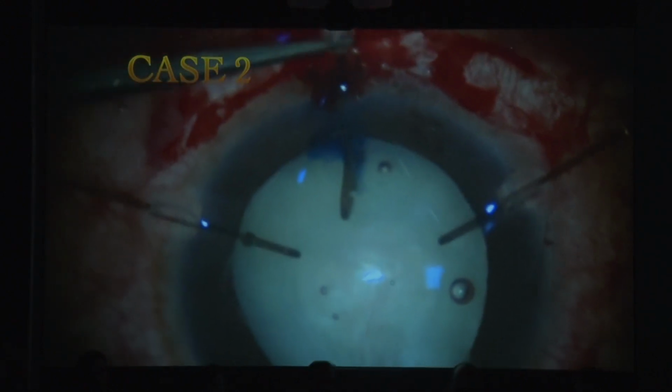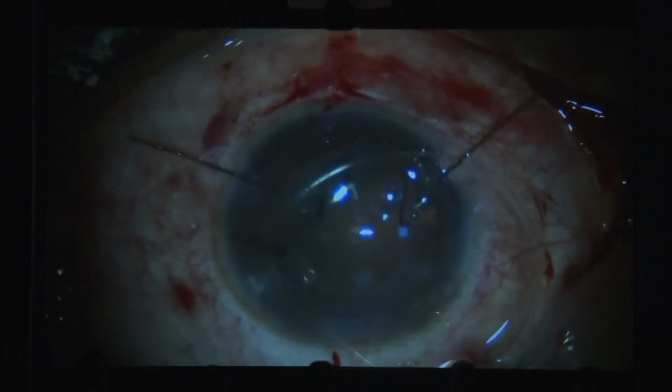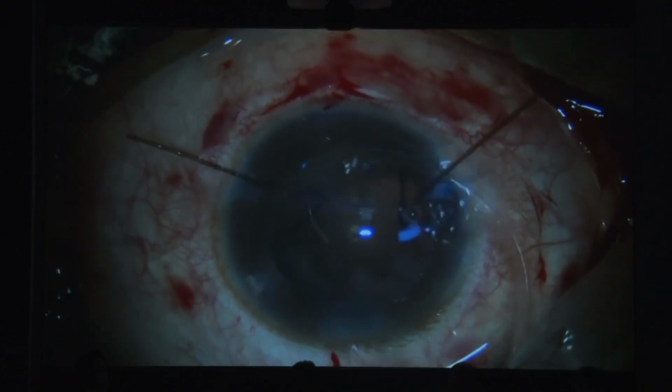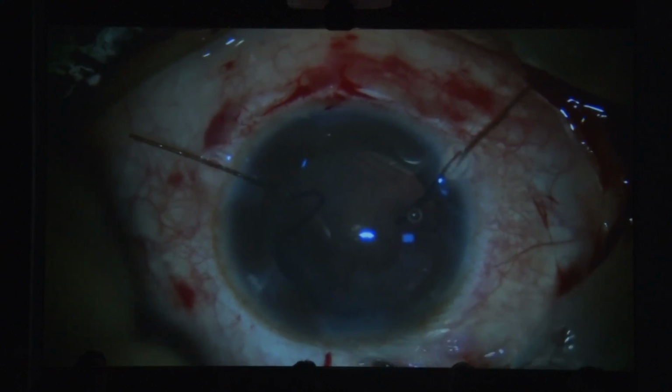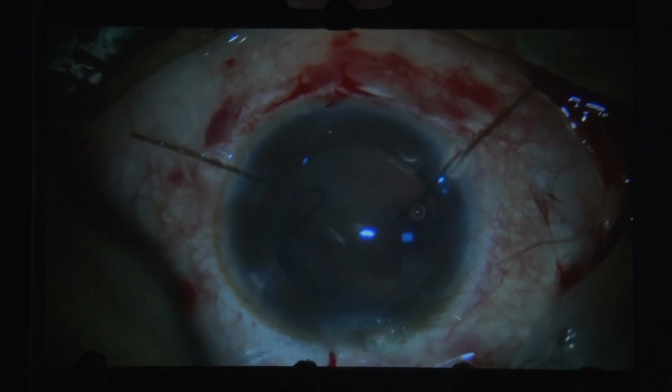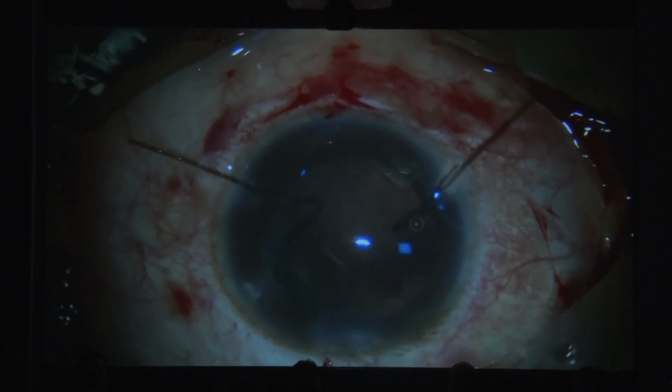In cases where the subluxation is more than 6 clock hours, after phacoemulsification, a Sione's ring can be used to secure the capsular bag to the sclera, followed by IOL implantation in the bag.